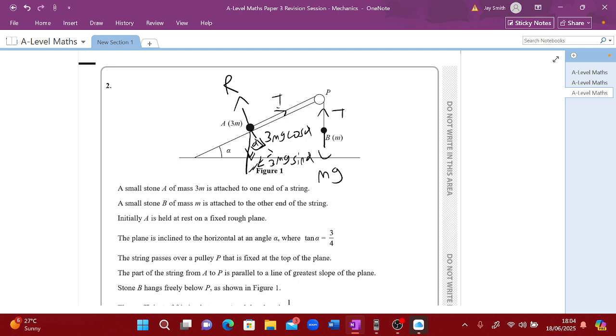But now we just need to work out where the friction is going to go. So we need to know where A is going, because friction will always oppose the motion.